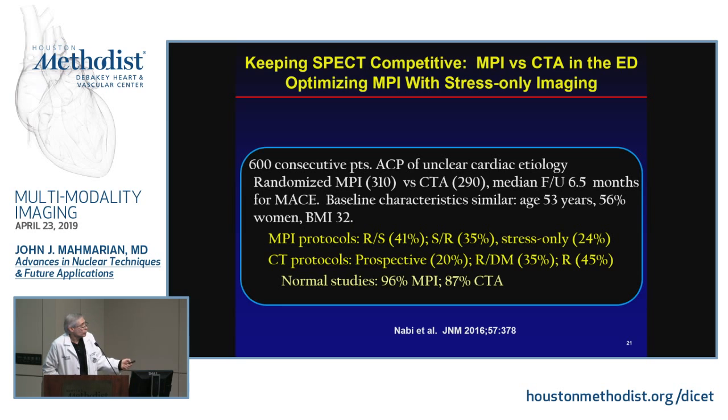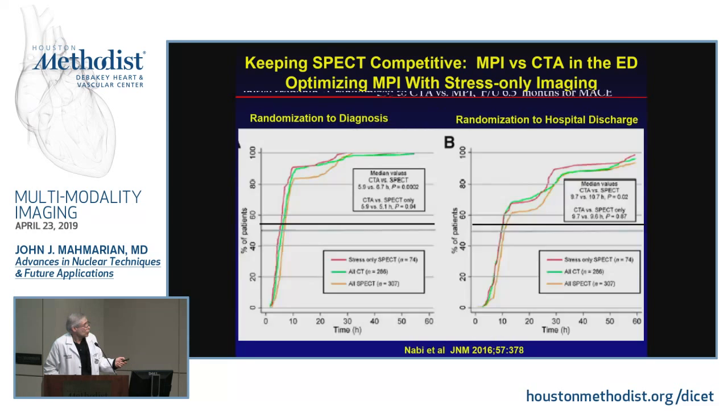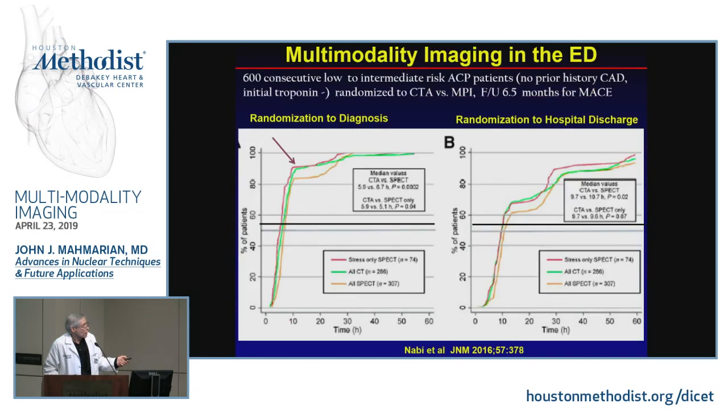This has also been shown in the ED setting in terms of the value of stress-only imaging for getting people in and out of the emergency room or the observation unit. This was published by Dr. Nabi back in 2016, where we randomized people 300 to MPI and 300 to CTA, and about 25% of these patients underwent stress-only imaging. And what we were able to show, basically, is that when you look at time to diagnosis or time to hospital discharge, it was comparable in the CT group versus those who got stress-only.